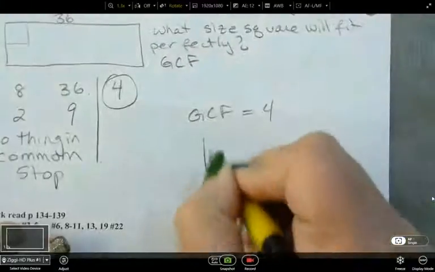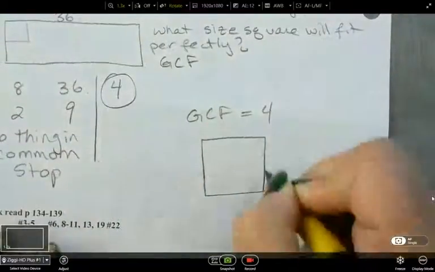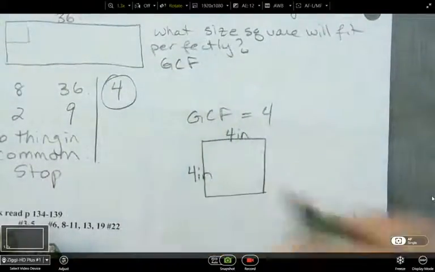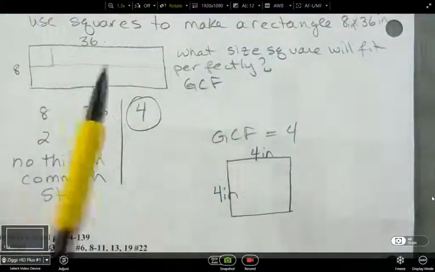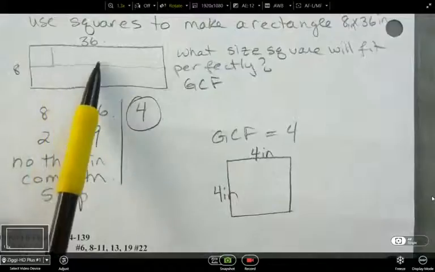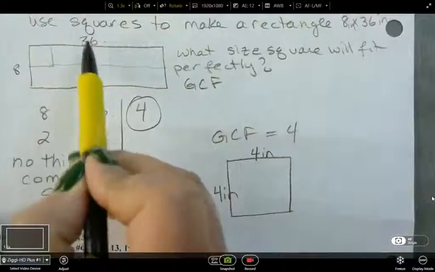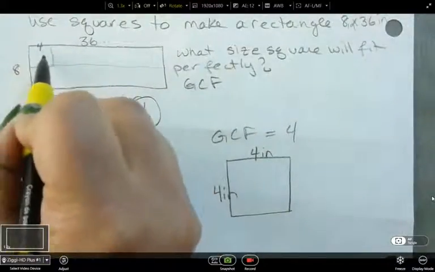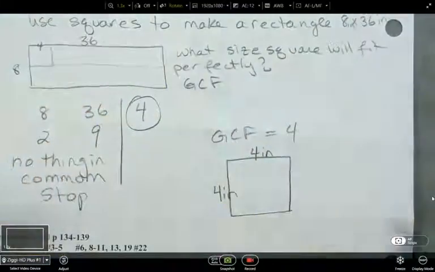So what does my tile look like? It is a 4 by 4 inch tile that is going to fill up this space, right? So how many of those are going to fit in here? Because I have 36. If each of these are 4, I go 36 divided by 4. And how many can I fit on this row? 9. And how many can I fit on this row? 9. Okay, so I can use 18 tiles to do that.